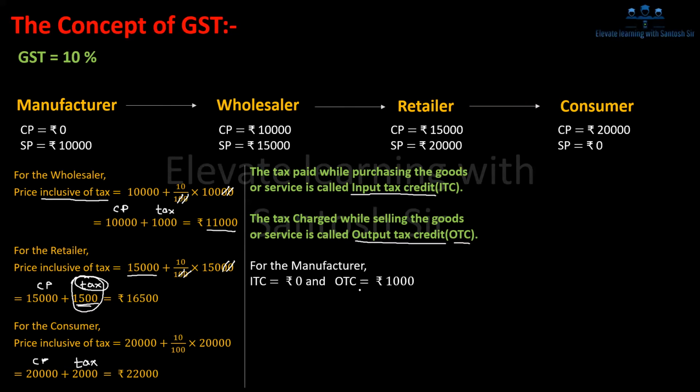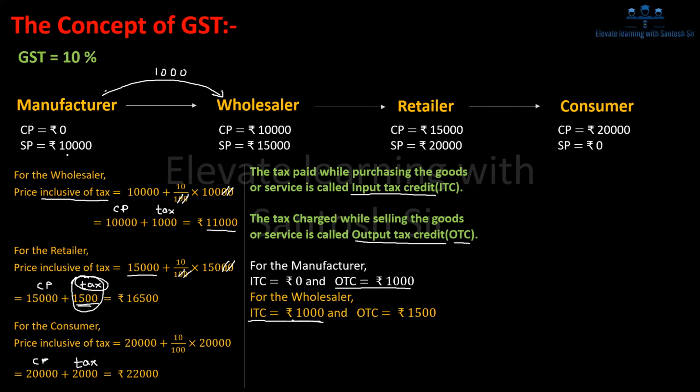Output tax is the tax that he charged while selling it out. So the manufacturer, while selling it to the wholesaler, charged a GST of 1000 rupees. So for him, output tax is 1000 rupees. At the same time, the wholesaler purchased it and paid a tax of 1000. For the wholesaler, input tax will become 1000. So understand this, children: the selling price of the manufacturer becomes the cost price of the wholesaler. In the same way, the output tax of the manufacturer becomes the input tax of the wholesaler.